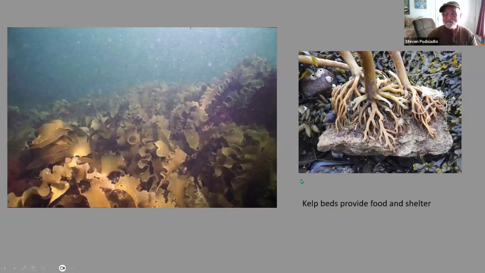Kelp beds provide food and shelter. Again, kelp beds, seaweed. You can see here that it's pretty dense in terms of the foliage itself. But if you look at the bottom, the holdfast, it looks like a bunch of roots, but they're not. It's how they attach to the substrate, and there are a lot of spaces in here for creatures like small crabs, shrimp, anything that can fit in there to live and be protected.